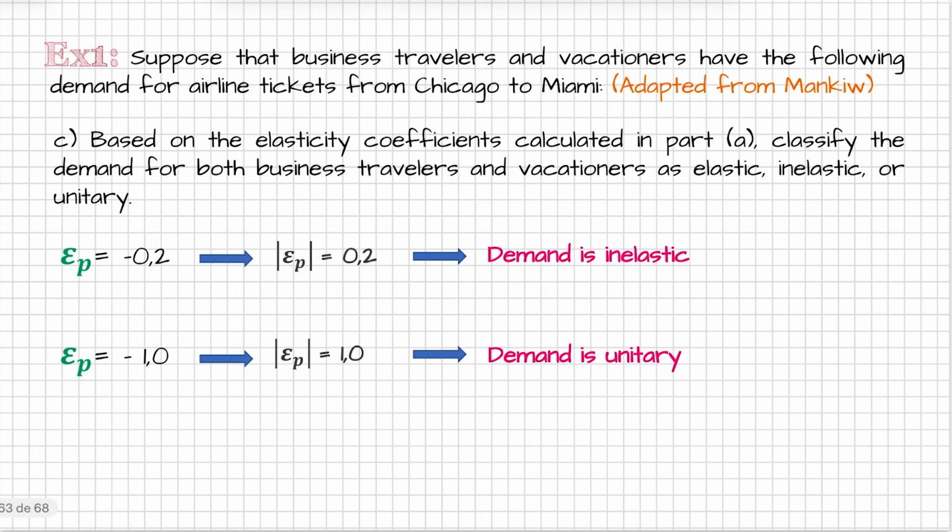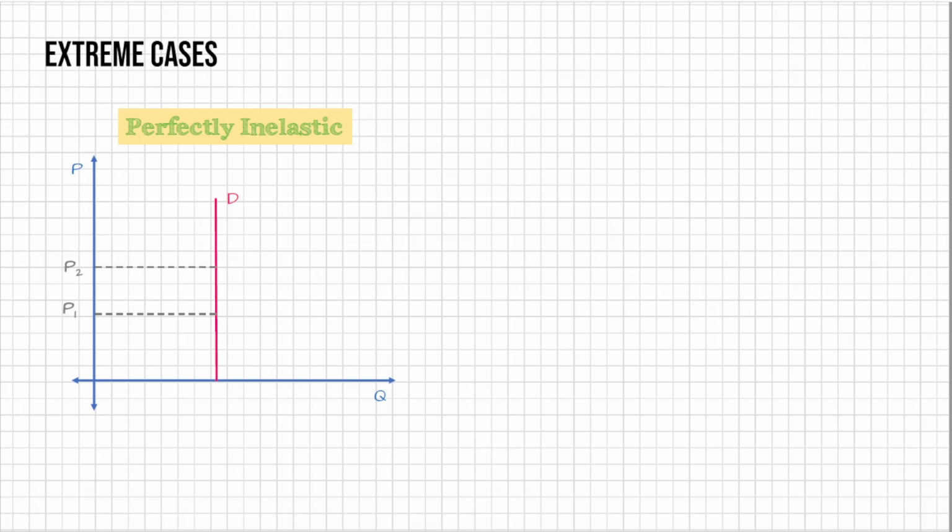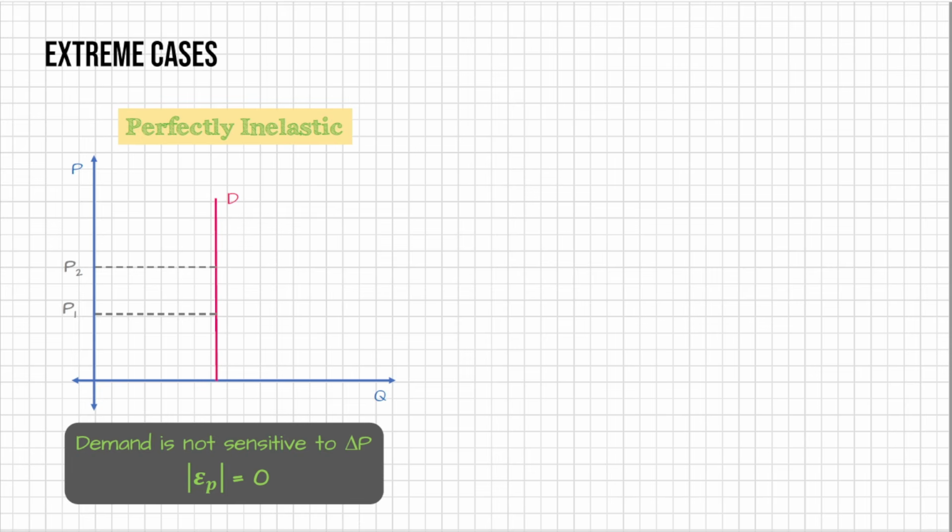Before we wrap up, let's take a look at two extreme cases of elasticity. Perfectly inelastic demand is represented by a vertical line. This means that no matter how much the price rises, the quantity demanded stays exactly the same. In this case, epsilon p is equal to 0.